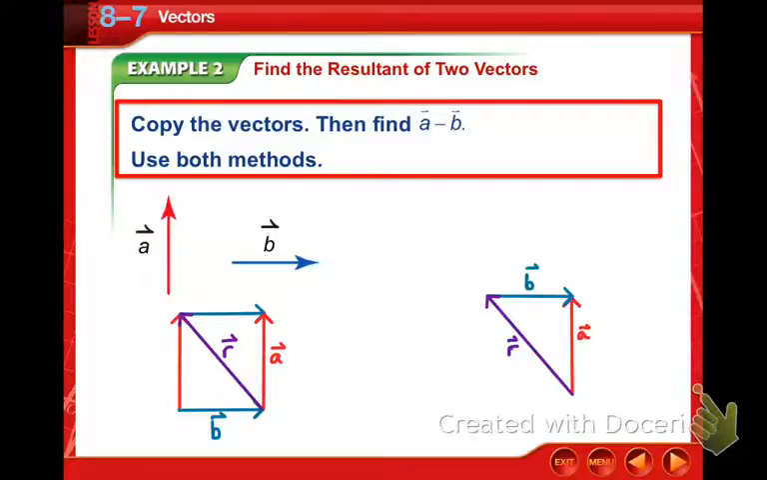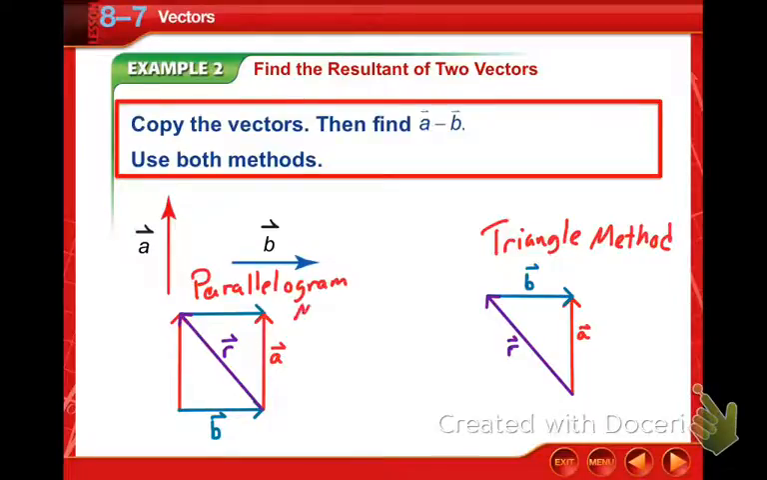So there we go. So this is the triangle method and the parallelogram method. Okay, we got to get moving now.